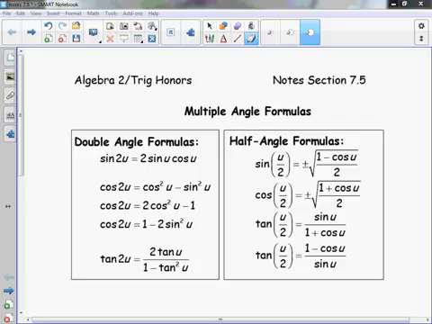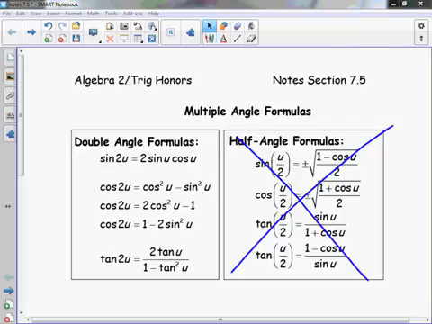Okay, we are only going to deal with the double angle formulas from 7.5, so you do not need to know the half angle formulas at all. You will deal with those in pre-calc next year, but not this year, so don't worry about it.